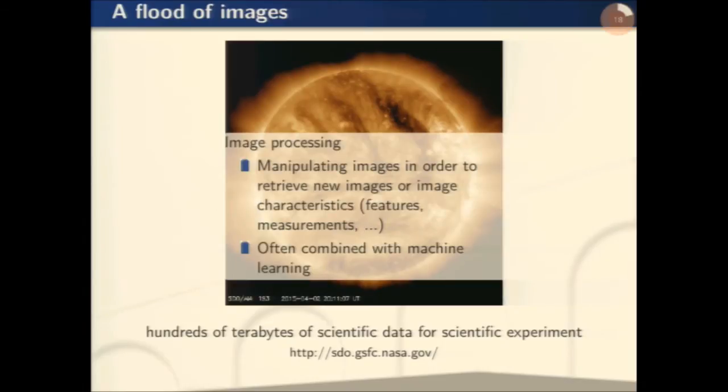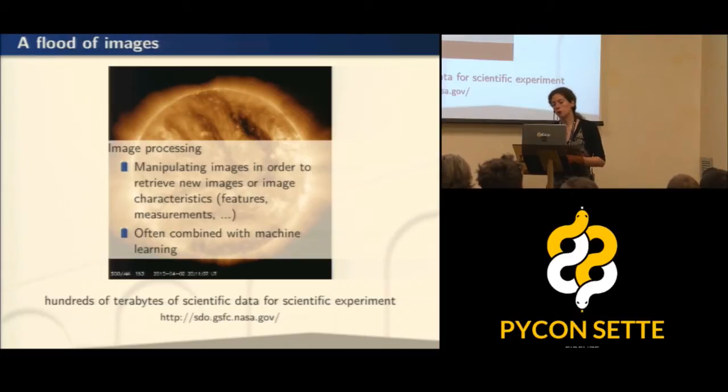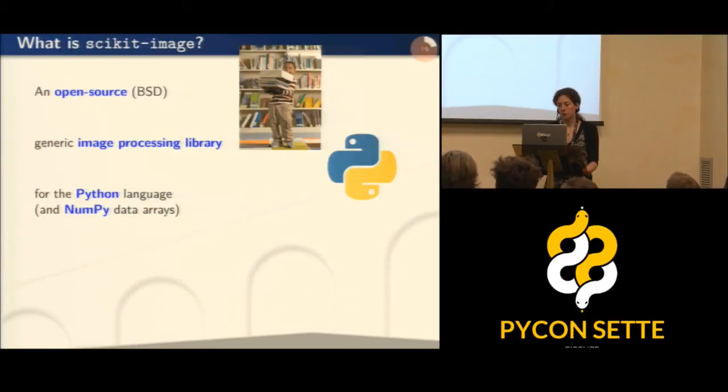So I would define image processing as taking an image and manipulating it in order to retrieve either new images or some characteristics of the image. They can be features that you can use for automating detection. They can be measurements that you need to understand the science of your process. And image processing is also very often combined with machine learning, for example, for automatic detection. So scikit-image is an image processing library.